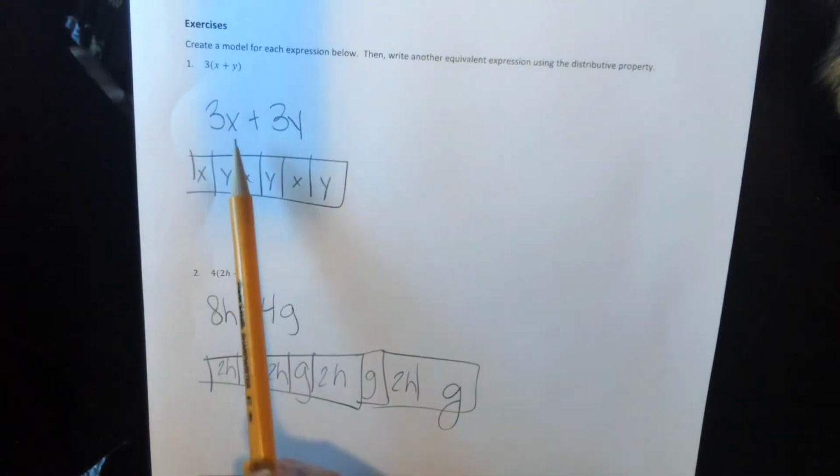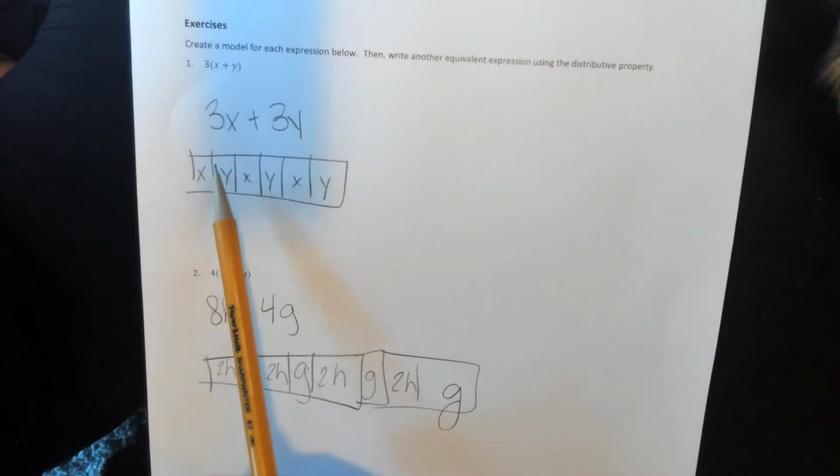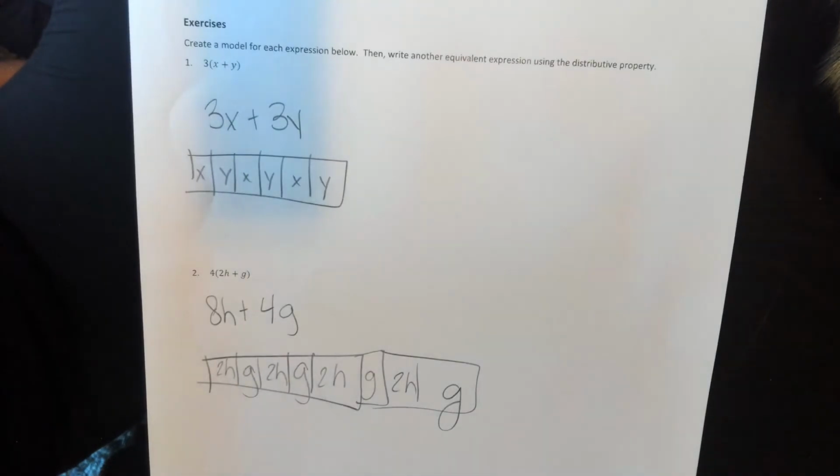All right, welcome back. For number 1, you should have 3x plus 3y, and your model should have 3 sets of x and y. For number 2, you should have 8h plus 4g, and you would have 4 sets of 2h's and 4 sets of g's. For number 3, you should have 8h plus 24. You would have multiplied the 8 by h and the 8 by 3. Okay, for 4, you should have 6h plus 21. For 5, 15x plus 45y. For number 6, you should have 44h plus 12g.